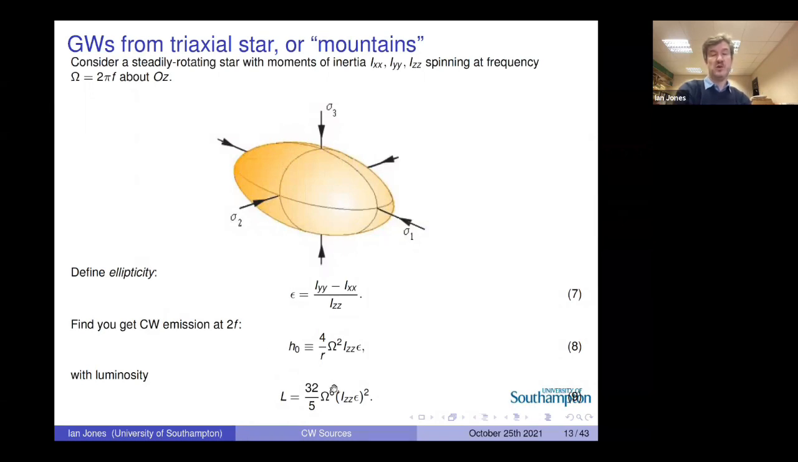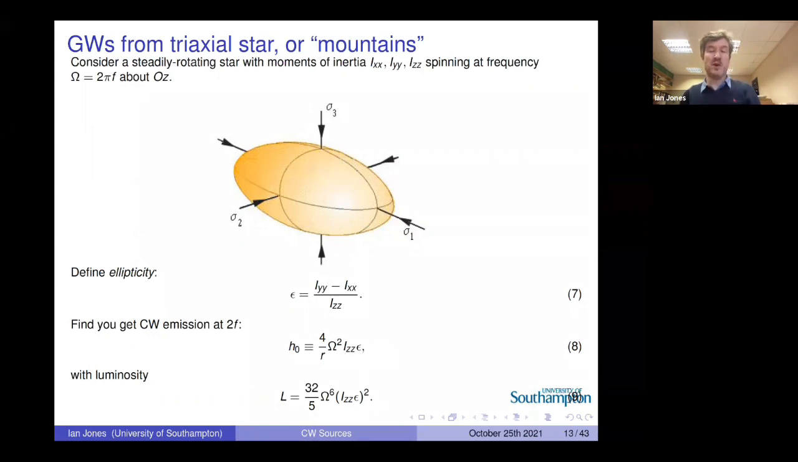The amplitude given in equation 8, of course, drops off as 1 over r. It goes as the square of the spin frequency. That's come from the fact that there were 2 time derivatives in the formula, and it's proportional to epsilon. So this is in large part why we bother with this definition of ellipticity. It's a dimensionless number that measures how strong the gravitational wave signal is.